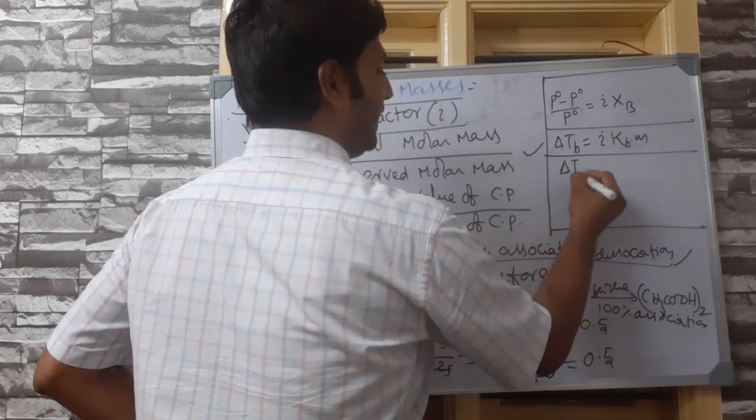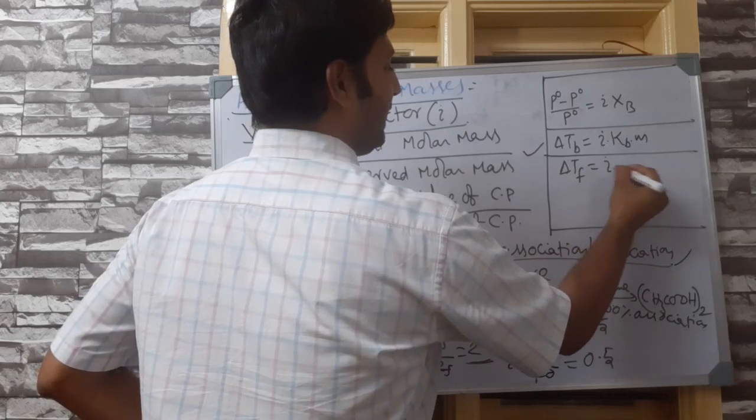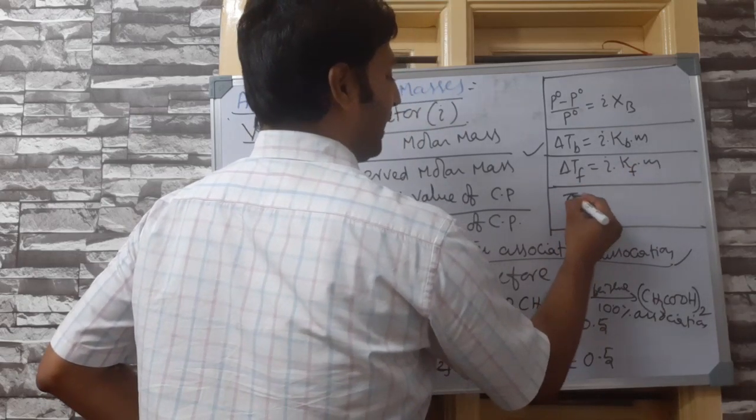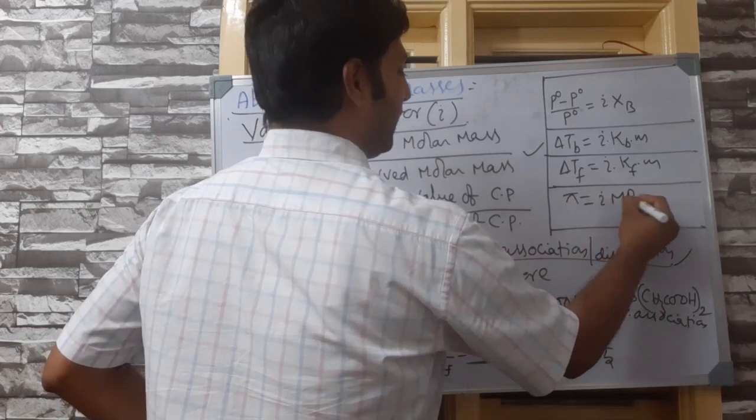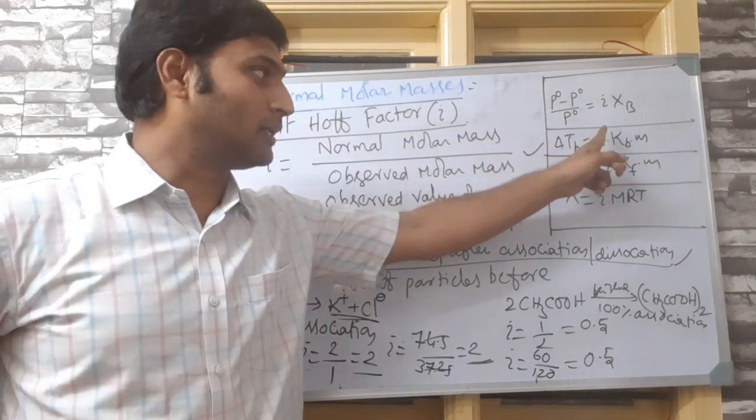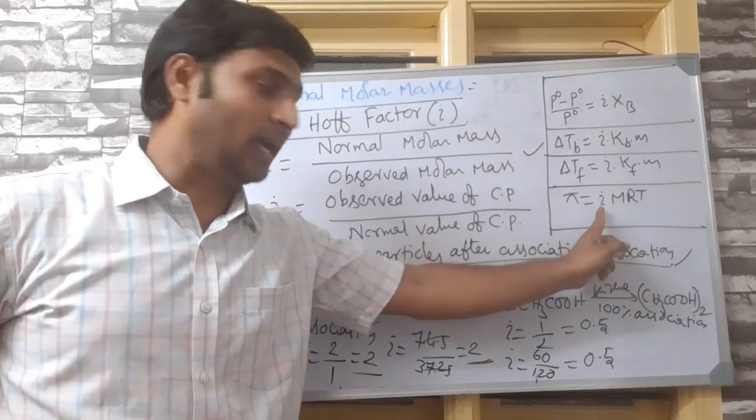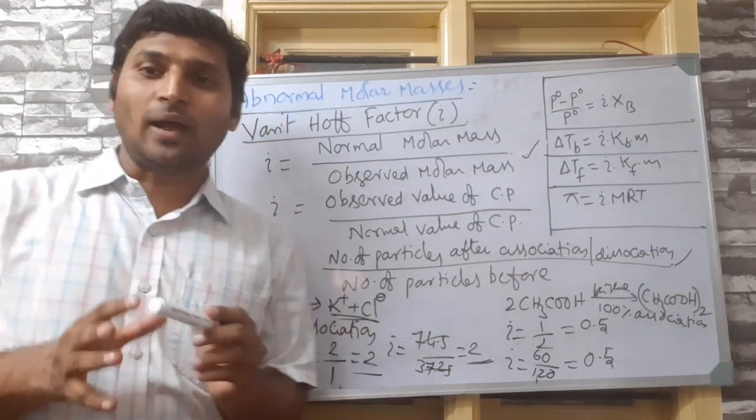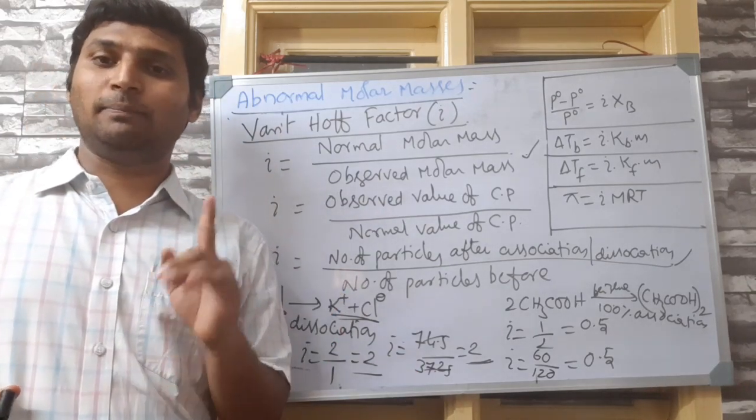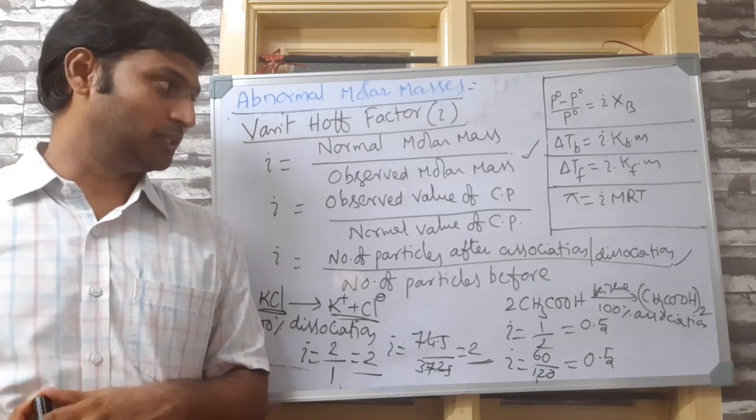The formula of delta Tf must be i into Kf into m. The formula of pi must be i into MRT. Means all the four colligative properties must be multiplied by the Van 't Hoff factor. Now, as I already explained here, the Van 't Hoff factor value depends on the concentration of the solution.